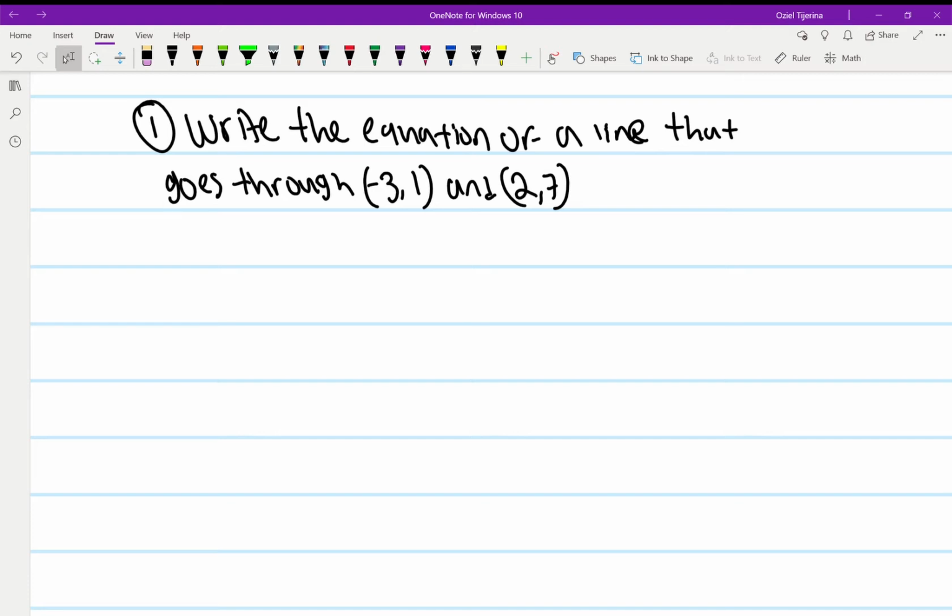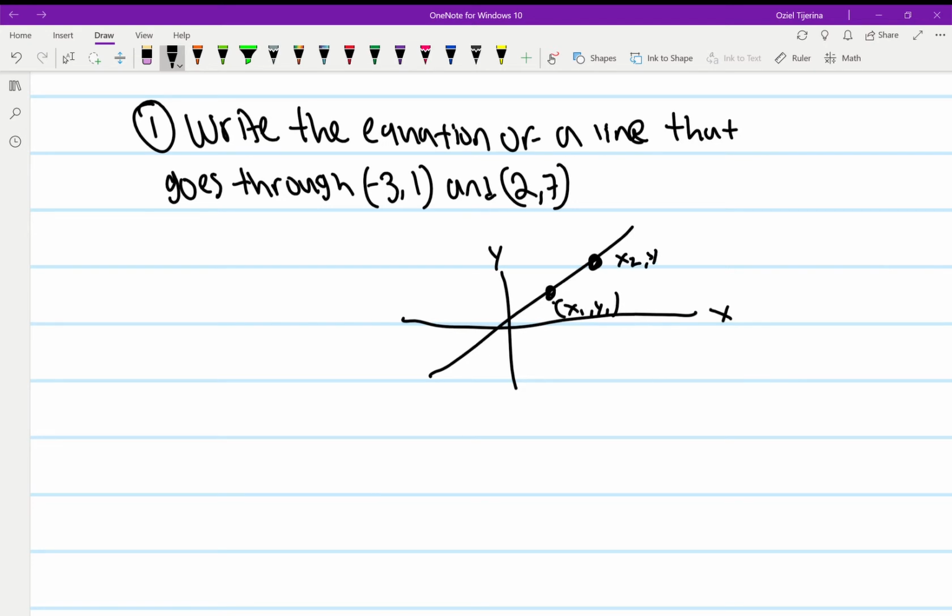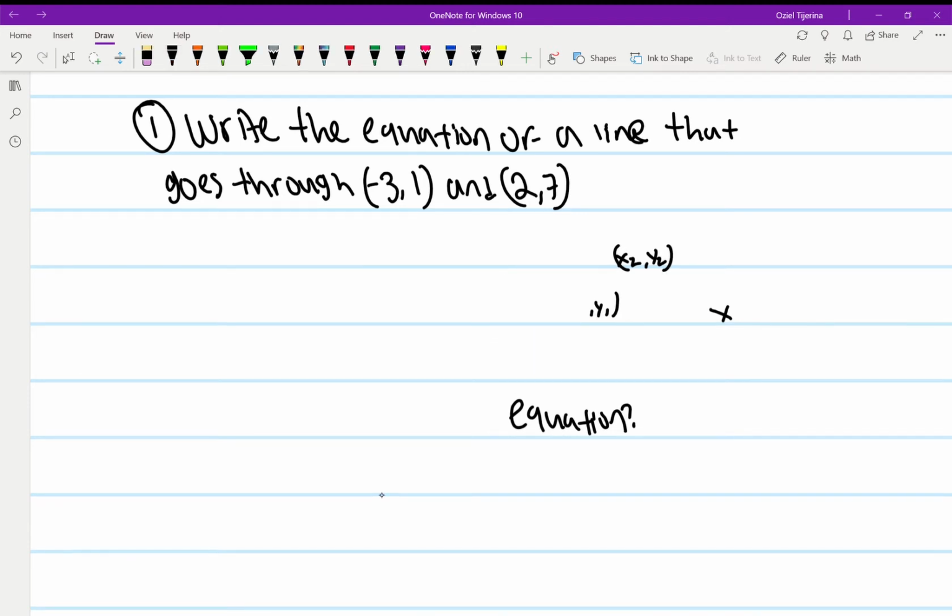So, basically, if you have your xy plane right here, even though it's not drawn to scale, and you have these 2 points, this is (x1, y1) and this is (x2, y2), okay? And you want to find the equation of the line that goes through these 2 points. So I wanted to just briefly go through that in this video.